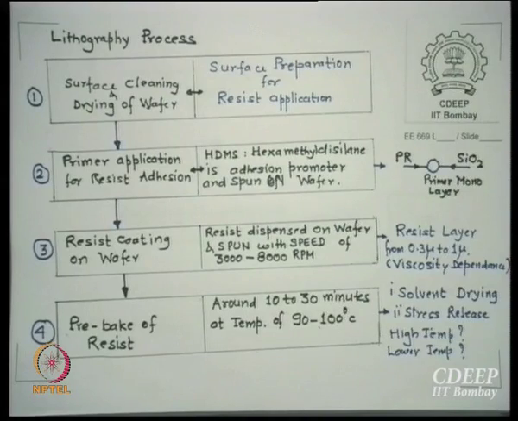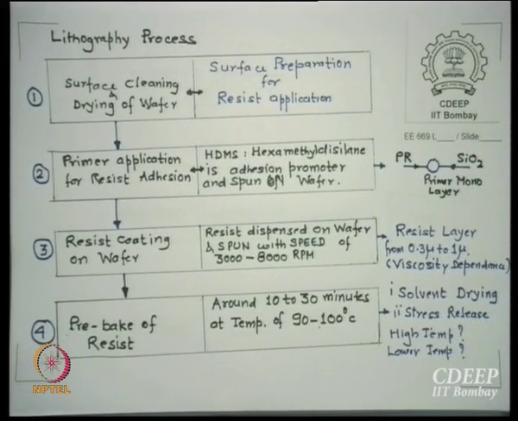Then the most important step in the case of resist before the exposure is given is pre-bake. This is very, very important because many things are happening. One is that the resist has a solvent, and we want a film which is solvent free, only the resist part. So I want to remove that solvent. So I heat the wafers, what is called pre-baking, pre in the sense of prior to the exposure. I bake it around 90 to 100 degrees for 10 to 30 minutes, depending on the resist and the thickness you have deposited.